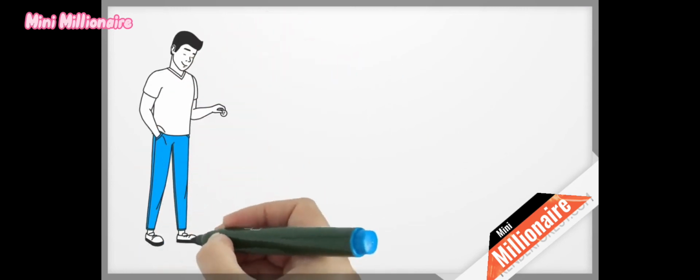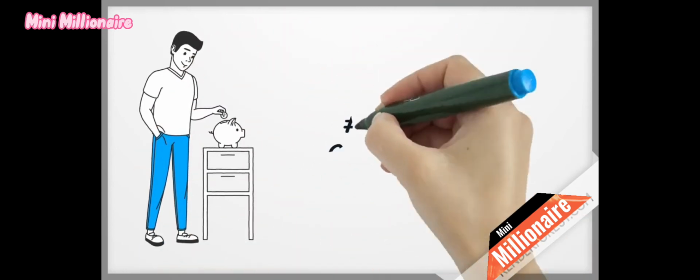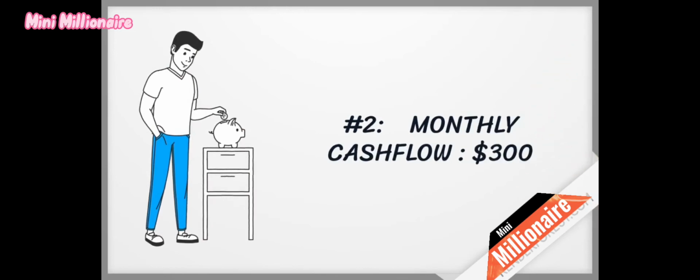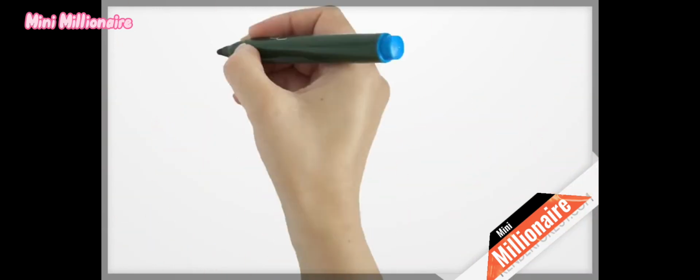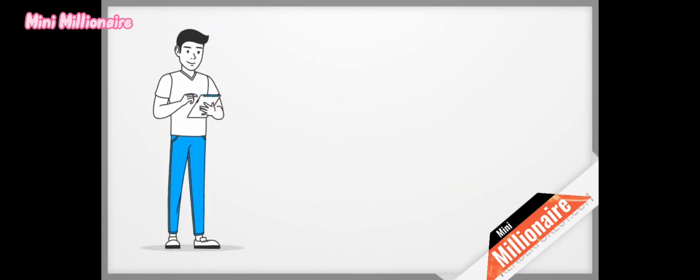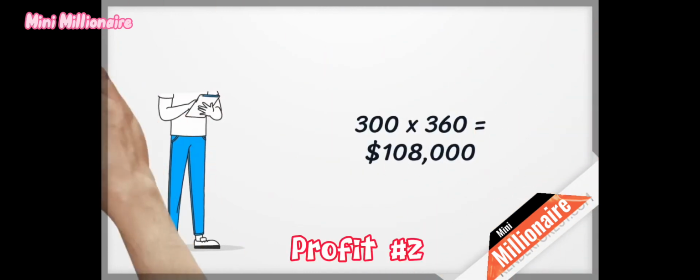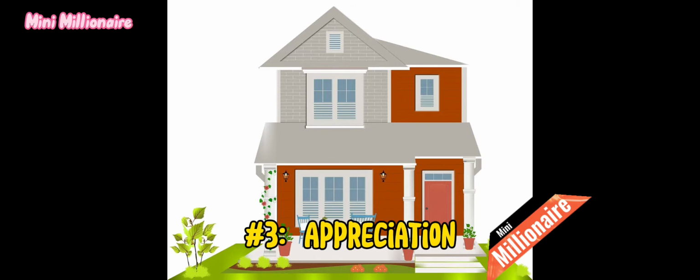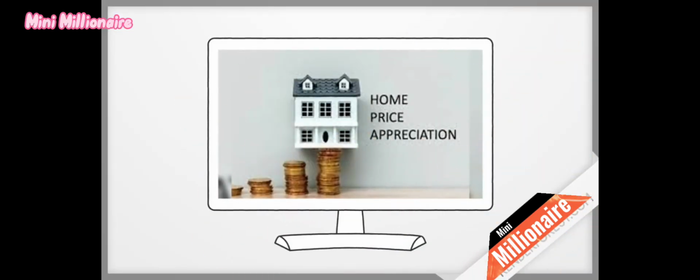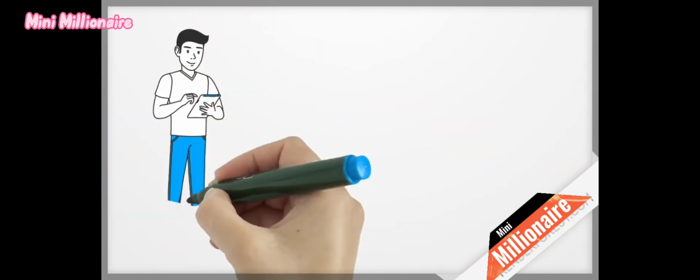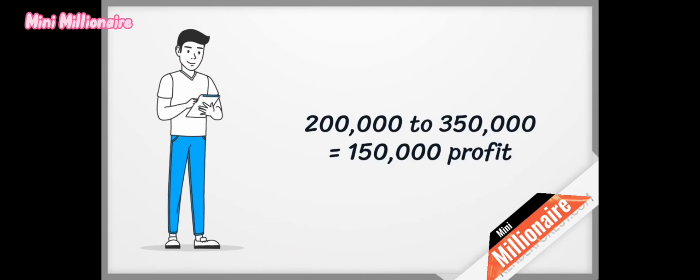For those 30 years, we had a cash flow every month of $300. That is 300 times 360 months, which is $108,000. In those 30 years, the value of the house has gone up from being $200,000 to $350,000. So this is an additional profit of $150,000.